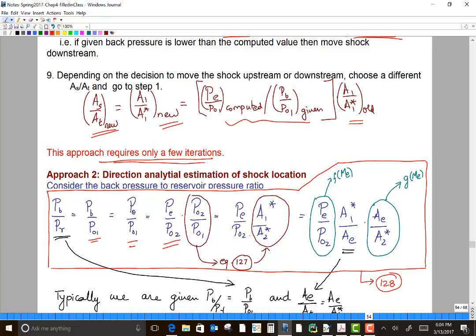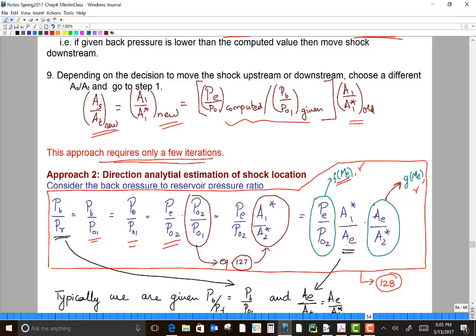Now PE is the exit pressure, and P02 is the stagnation pressure behind the shock for that isentropic flow behind the shock. Which means my PE by P02 can be written purely as a function of the exit Mach number and gamma, correct? And A1 star by A2 star can be written as A1 star by AE times AE by A2 star. This AE by A2 star can also be written purely as a function of the exit Mach number at that location, and gamma.